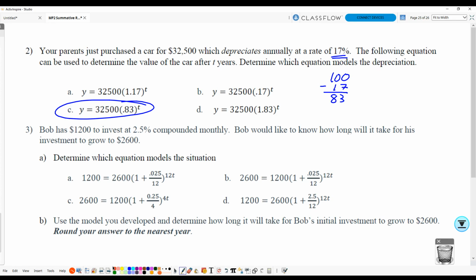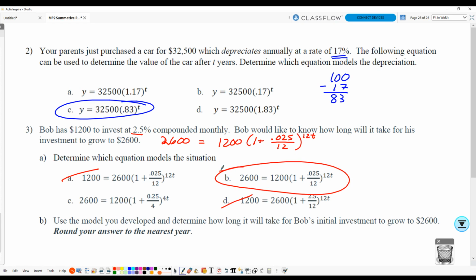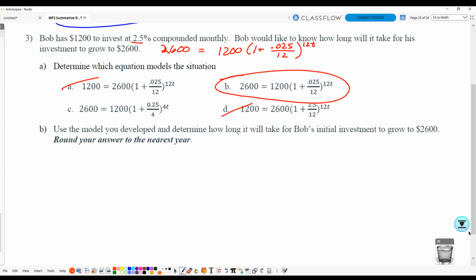Question 3 here, Bob has $1,200 to invest, so he started with $1,200. It increases at 2.5% every month to the 12t. And he wants to know, when is it going to equal 2,600? So it's not this equation, it's not this equation. It's one that says 2,600 equals 1,200, blah, blah, blah. And it's the one that's compounding monthly. So how long will it take him to reach that value?